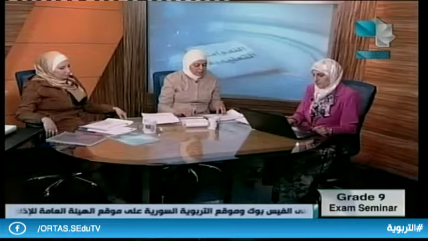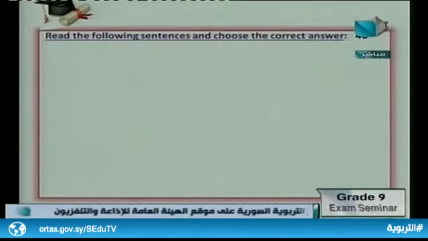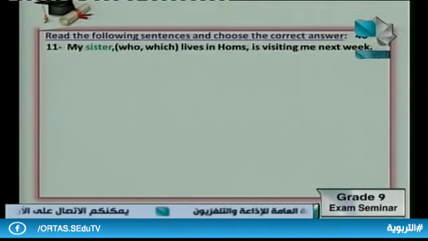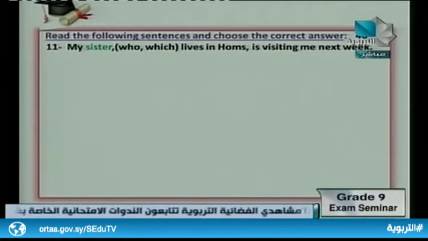Mrs. Suhair, would you please read the rubric here? The rubric is: read the following sentences and choose the correct answer. This question is allotted 40 marks. The numbers are from 11 to 14. We have 4 sentences with 2 words in brackets, and the student is to choose one. These words are either grammar or normal vocabulary.